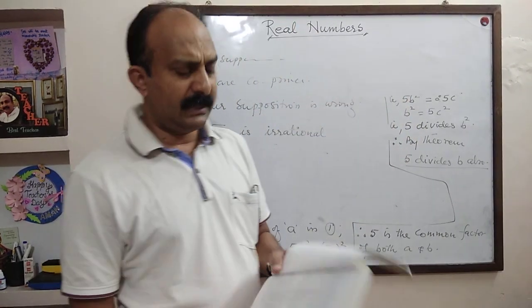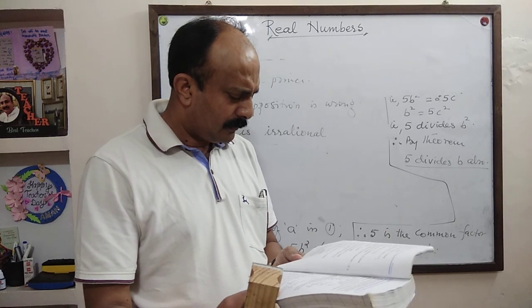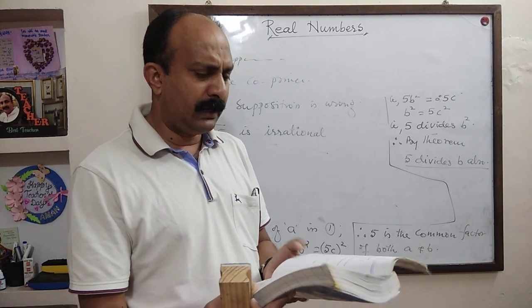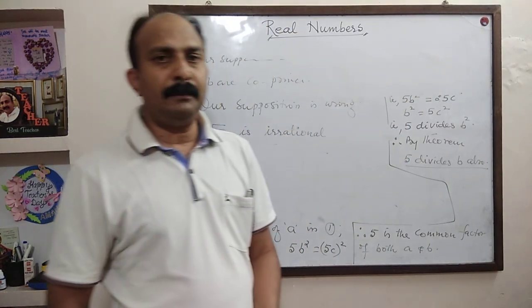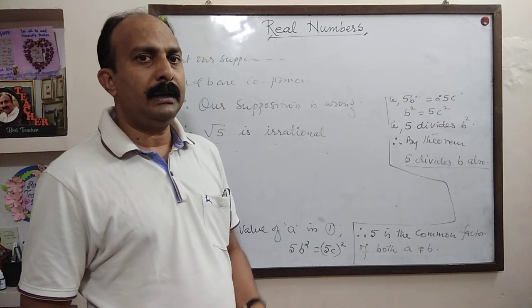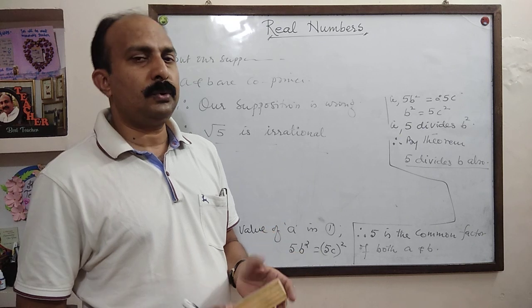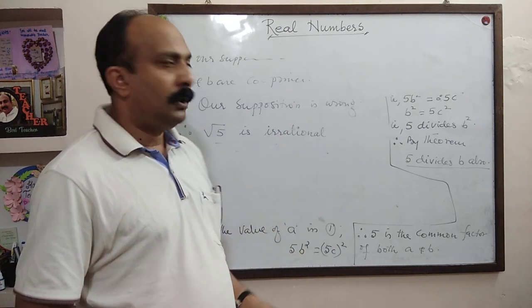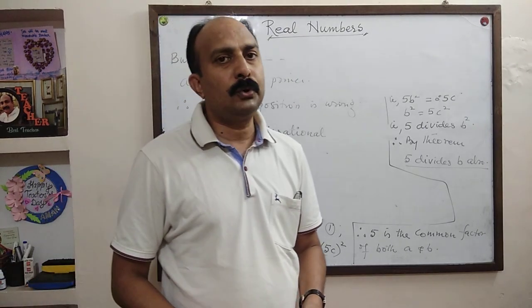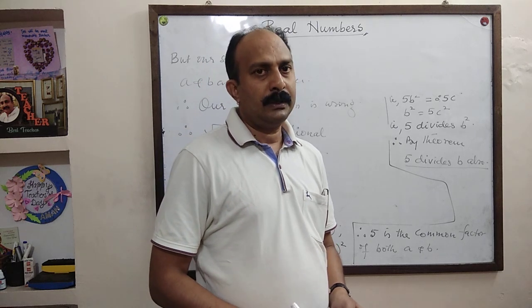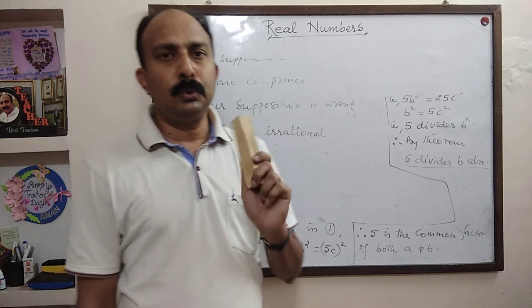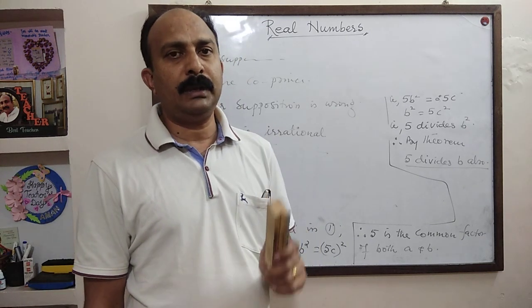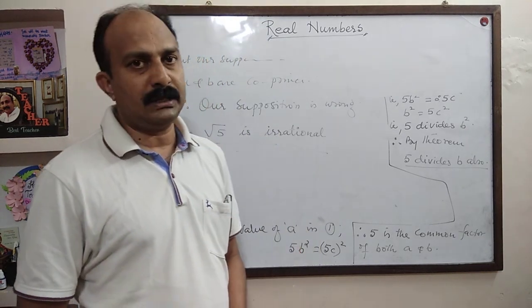Question number 2 of this exercise is very easy, 2 and 3 are very easy. But in the example in the book you are given root 3 and root 2 also. So all of you try the same thing for root 2 and root 3. So today's homework: prove that root 2 is irrational and prove that root 3 is irrational.